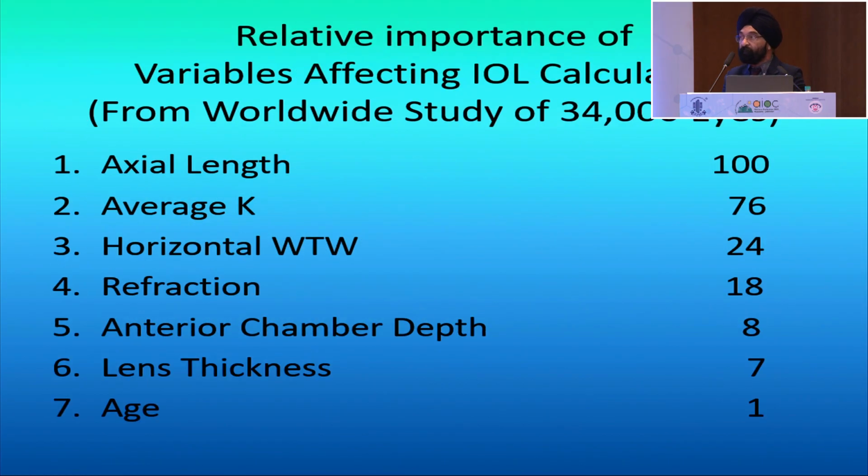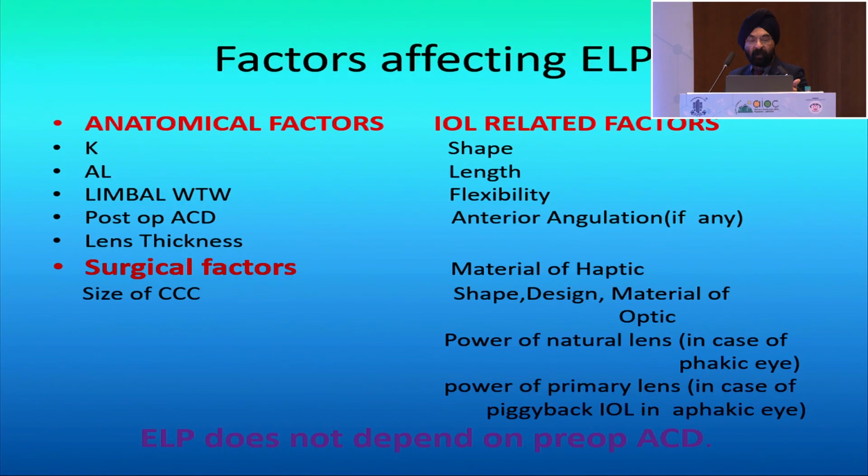This was a study published in JCRS, done by Holladay on 34,000 eyes, and they calculated the relative importance of various variables affecting IOL position. In their study, axial length was found to be the most important factor, followed by other anatomical parameters.